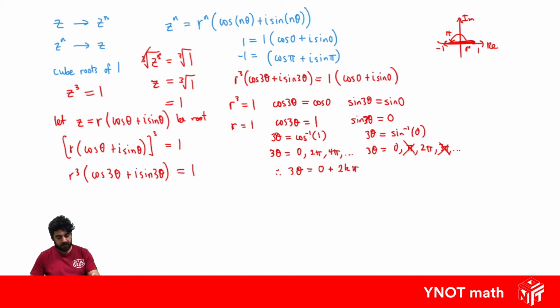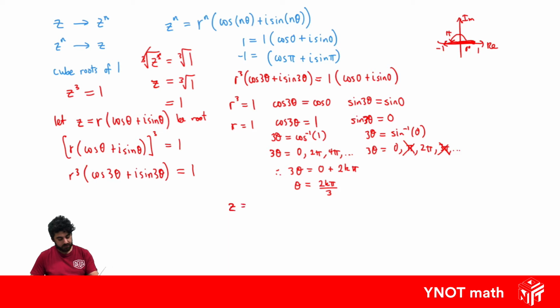And then we can go ahead and divide both sides by 3. So we get theta equals 2k pi over 3. And now we've got everything we need to find our answers to our equation of z cubed equaling 1, because we let z equal r outside of cos theta plus i sine theta, and we know the value for r and theta now. So let's go ahead and sub those in.